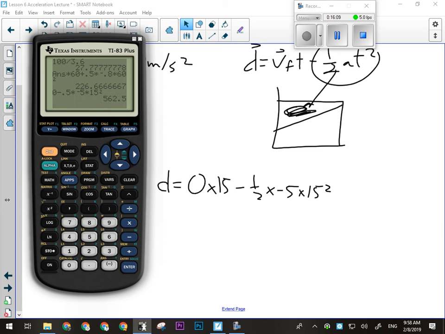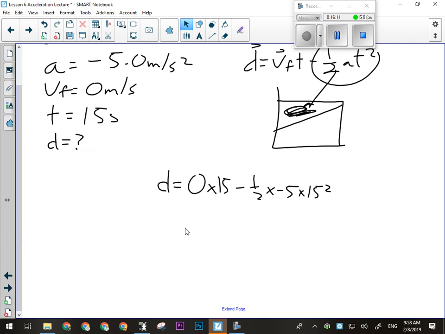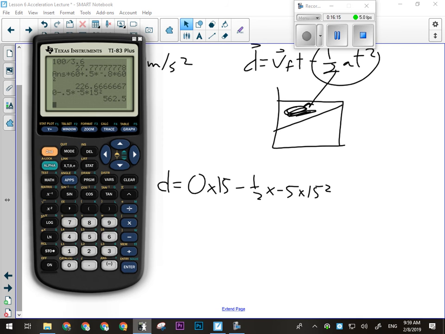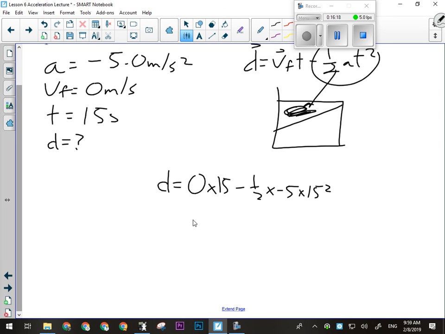So we're getting, and I think we only have 2 significant figures here, is that right? Yes. Okay, so we're going to get 5.6 times 10 to the 2 meters, positive 5.6 times 10 to the 2 meters. They don't actually outright say forward in the question, so we'll just leave it as positive in our answer.